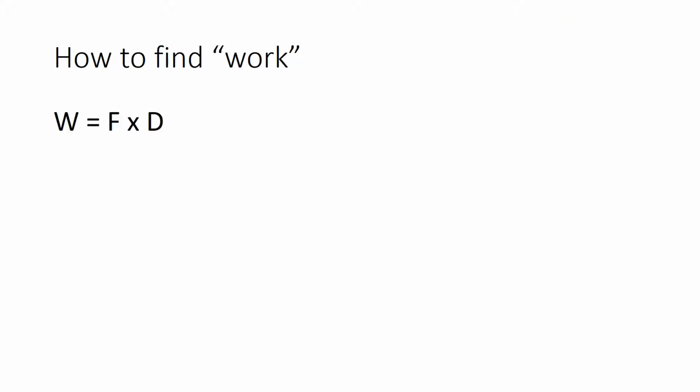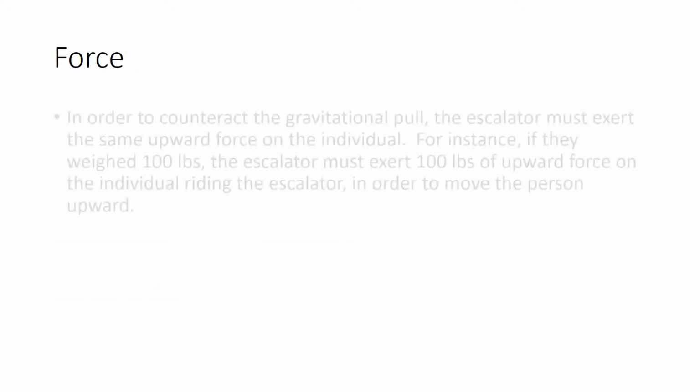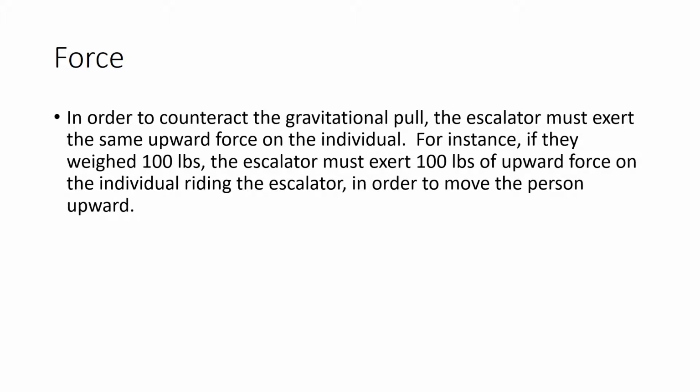So how to find work? To find work, you use the equation work equals force times the displacement. And that is when the force and the displacement are going in the same direction. In order to counteract the gravitational pull, the escalator must exert the same upward force on the individual. For instance, if they weighed 100 pounds, the escalator must exert 100 pounds of upward force on the individual riding the escalator in order to move the person upward. Therefore, the force is the weight of the person.